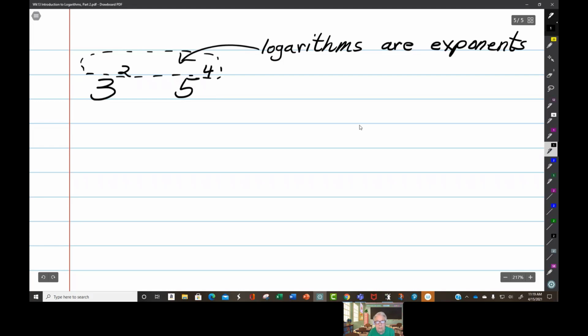It's kind of like complex numbers live in the complex number system. Well, logarithms live in the logarithm number system, and that's the exponent number system. And they have a different arithmetic than you already know, and we're going to go over it now.